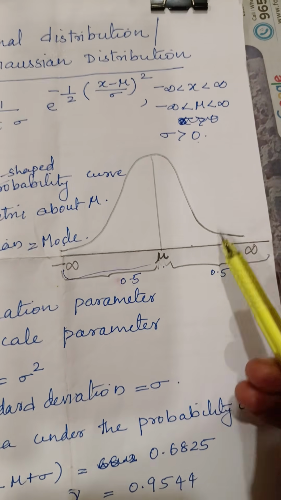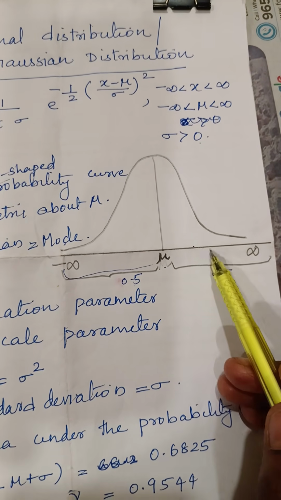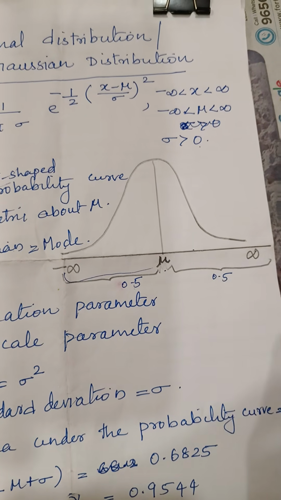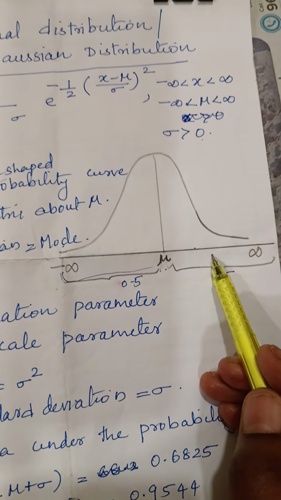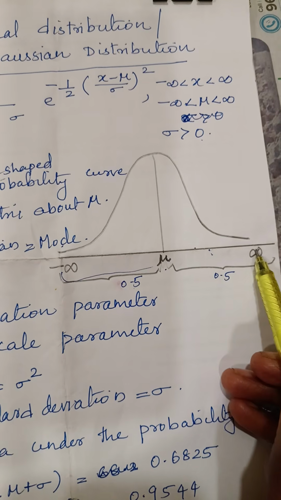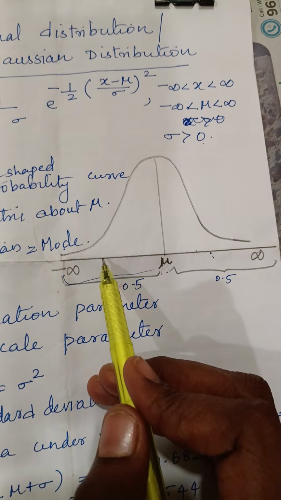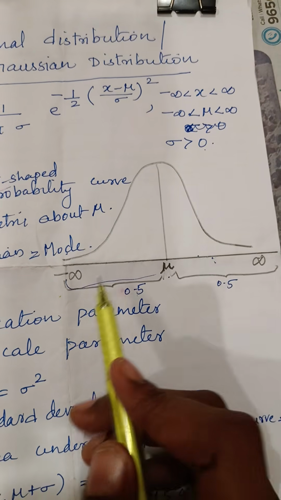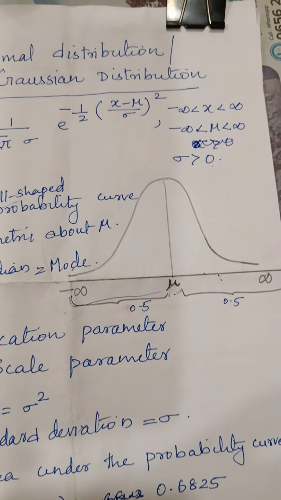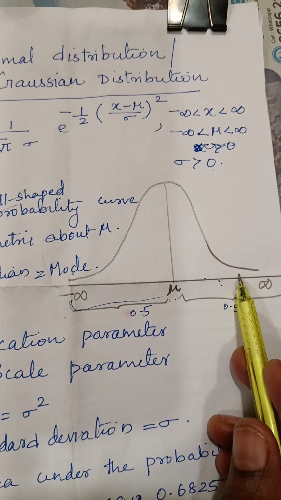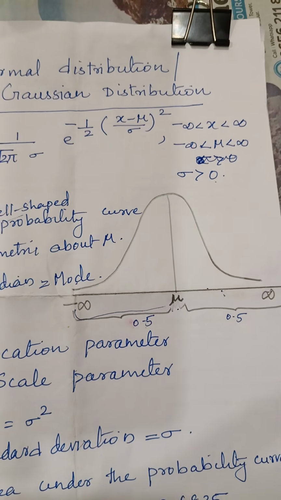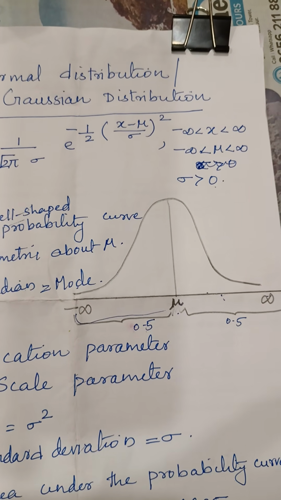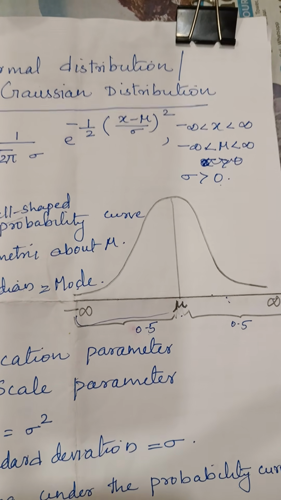Not only this, if you have a point, let us take an example as 2, the probability from 2 to infinity and from minus infinity to minus 2 will be the same. Similarly, from μ to 2 and from minus 2 to μ will be the same. That is the property of symmetry.